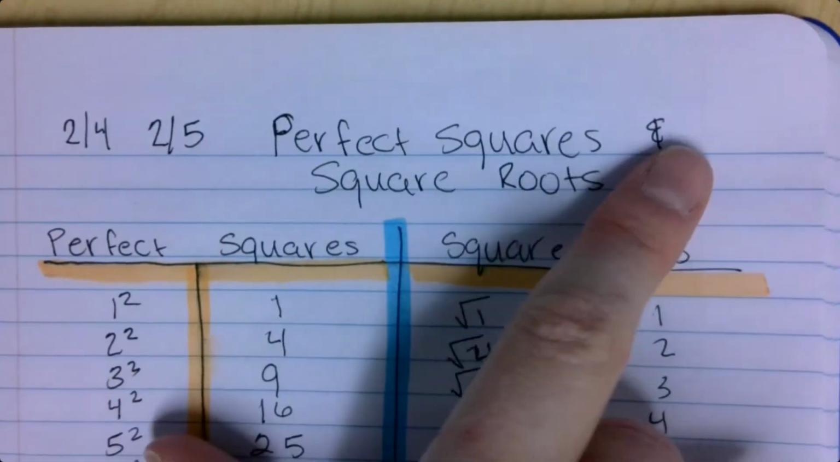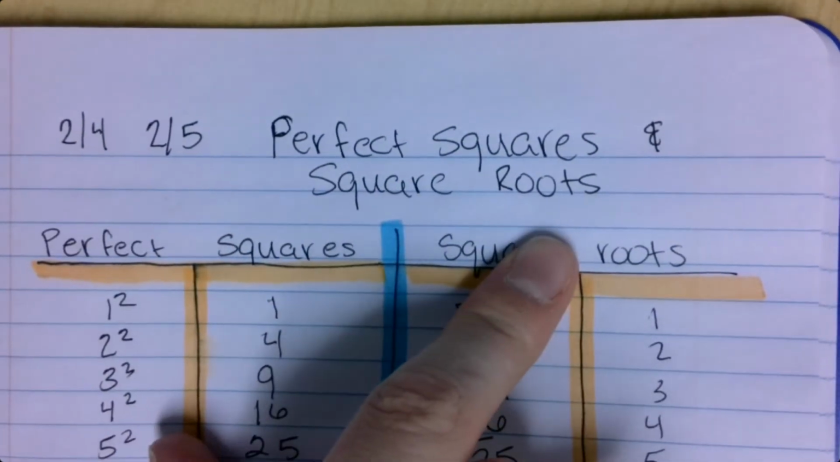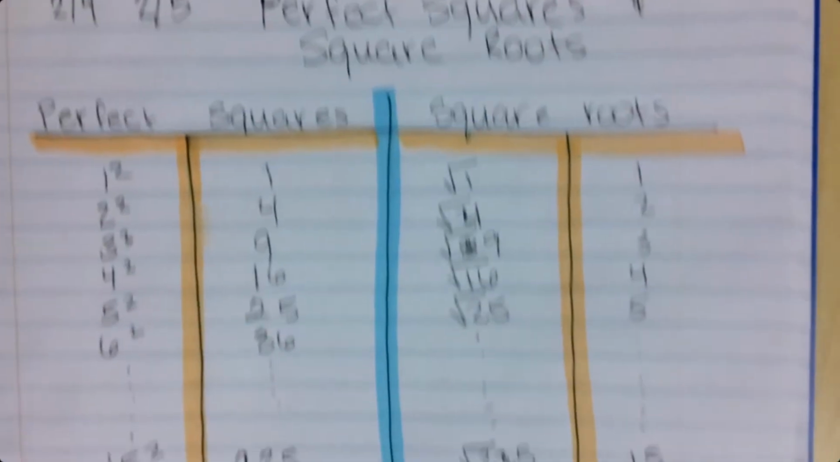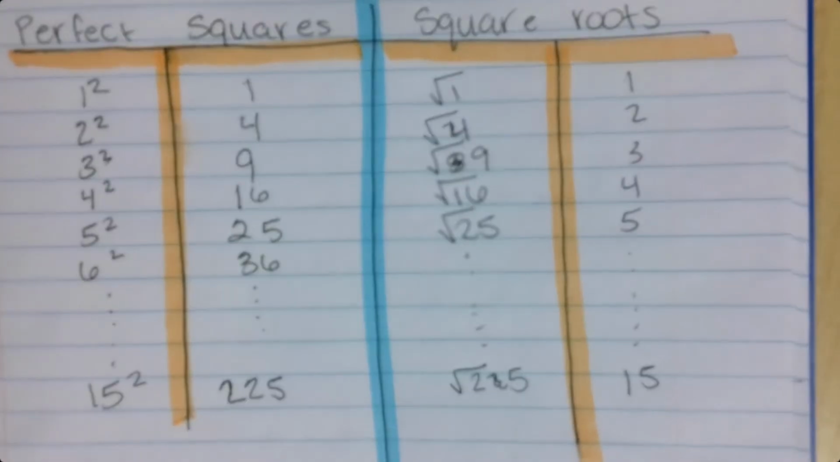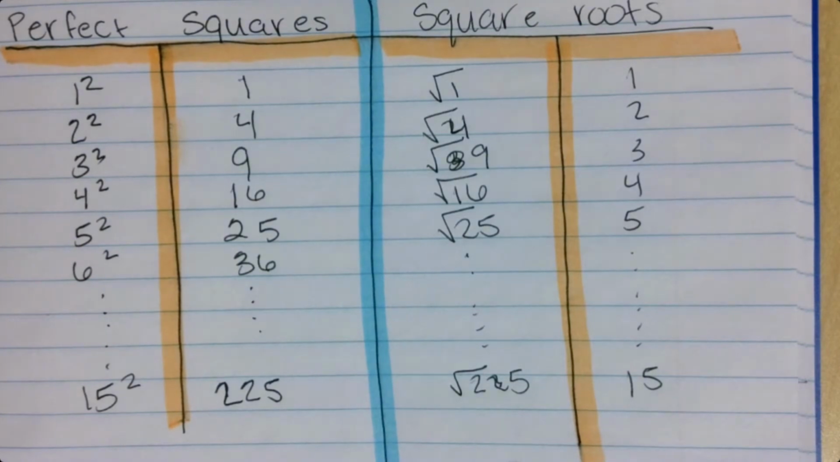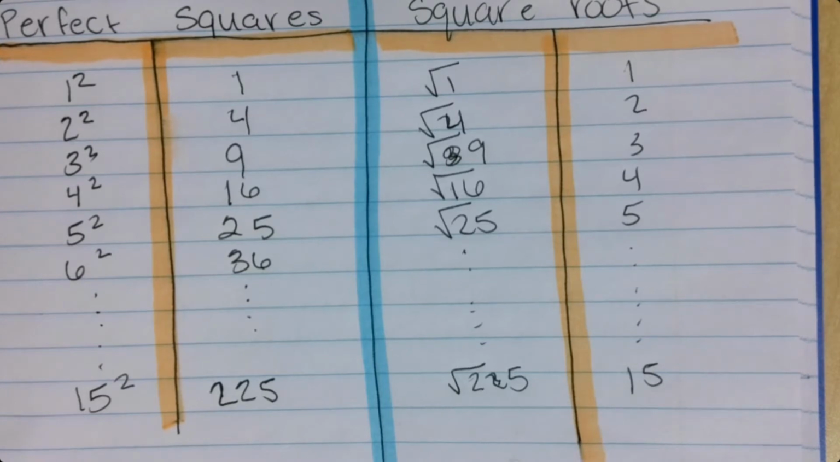We are doing perfect squares and square roots. What I'm looking for is the perfect squares to be in your notebook. That should already be done. It was before this video, so you should have some sort of table that looks like mine or like the one that is above this, right? That's what I'm looking for.